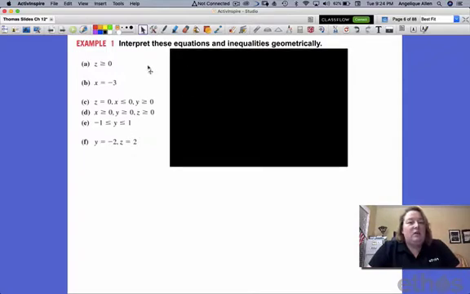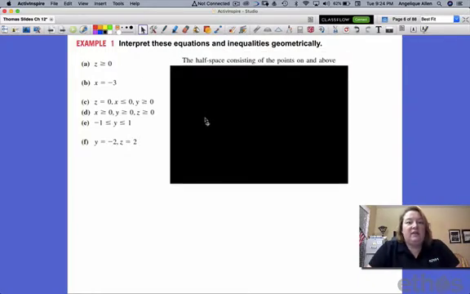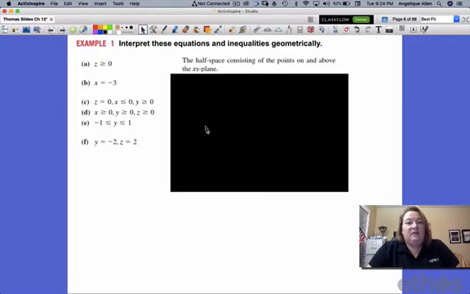So z is greater than or equal to 0. Everywhere that z is positive would be everywhere above the origin and above the xy plane. So it's half of space out there. So the half space consisting of the points on and above the xy plane. So the "on" part refers to the or equals to sign.